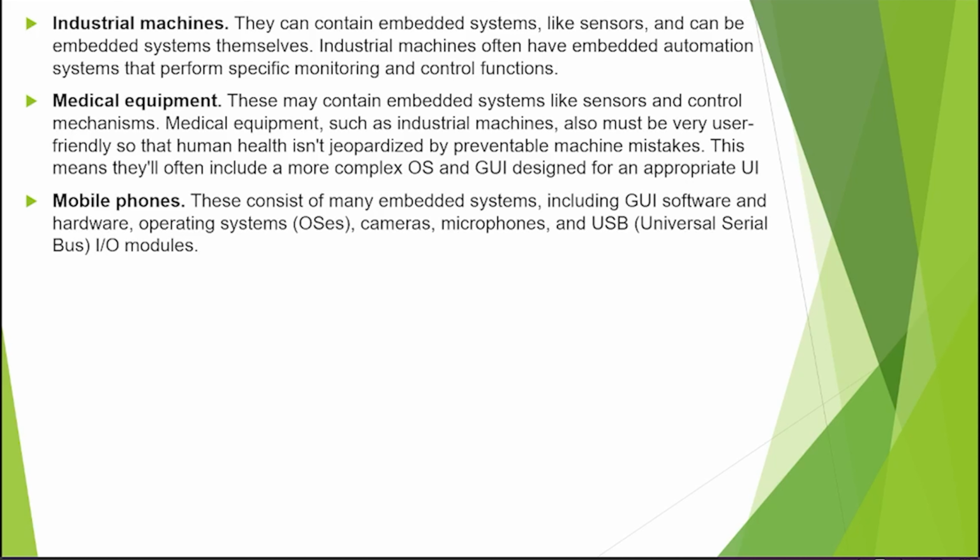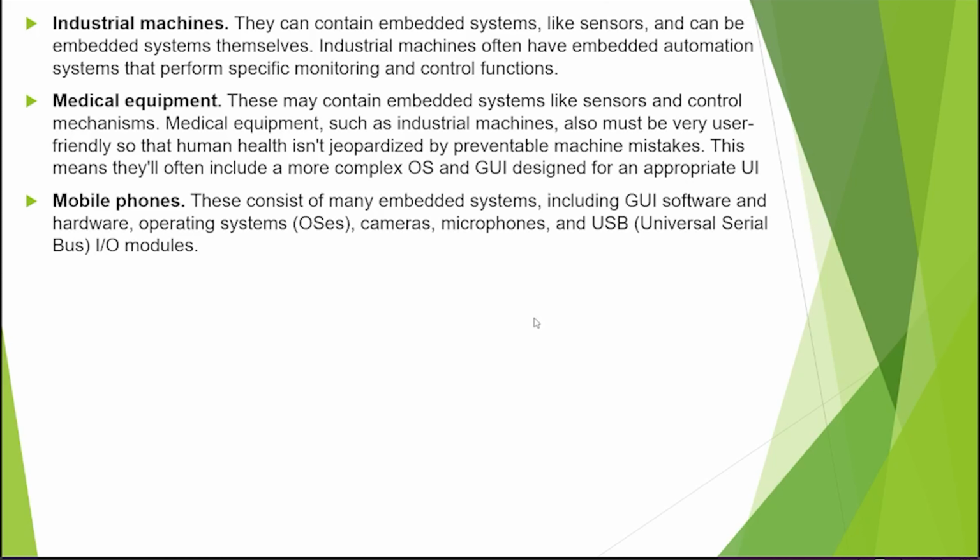At the end, mobile phones. We know that mobile phones consist of many embedded systems including GUI software and hardware, operating system, cameras, microphones as well as USB and IO modules. So these are all examples of embedded systems.